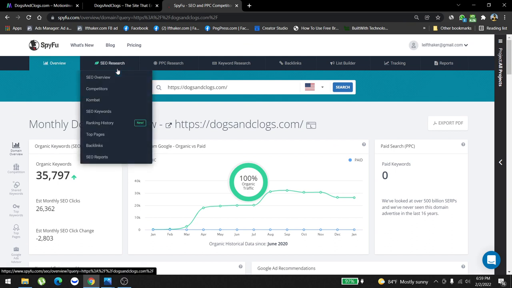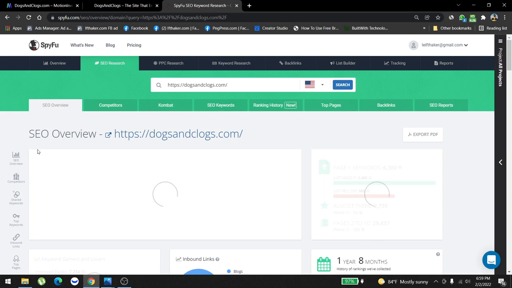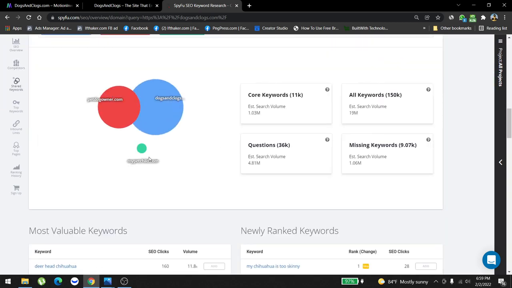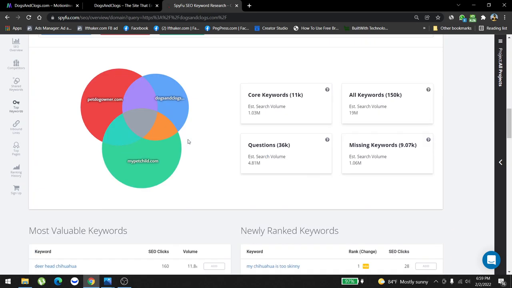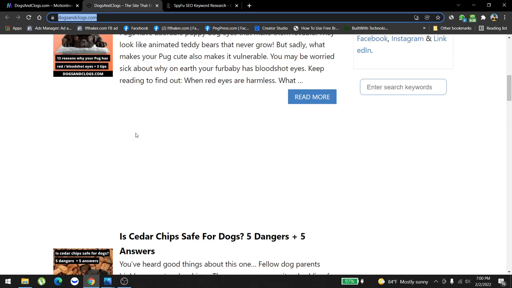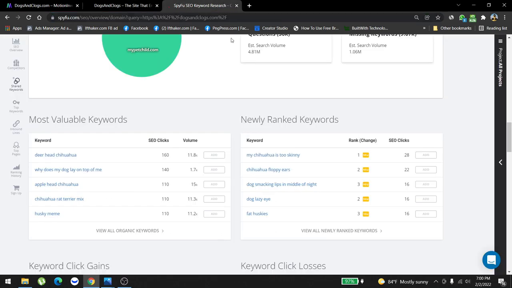What keywords they're ranking for? Most valuable keywords are deer head, chihuahua, SEO clicks 160, volume 11,000. Why does my dog lay? Oh, more like, so their website is more like question based. So people are asking these questions and they wrote those kind of articles here. Is cheddar chips safe for dogs? Exactly. So this is a pretty easy.